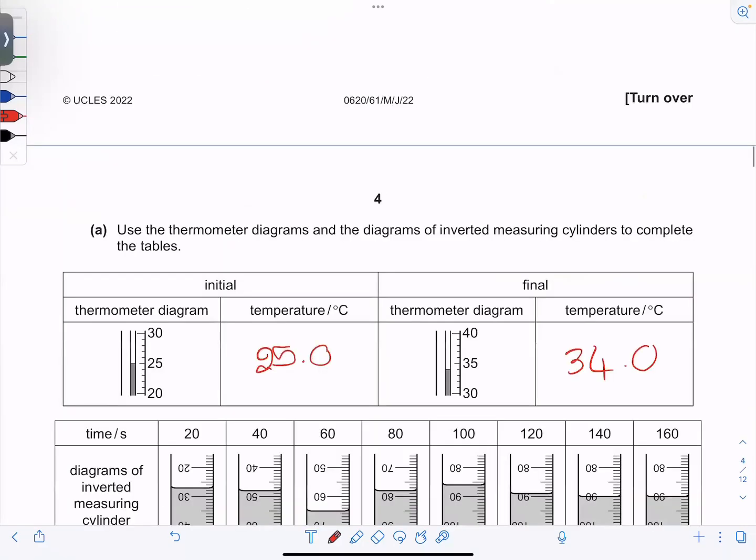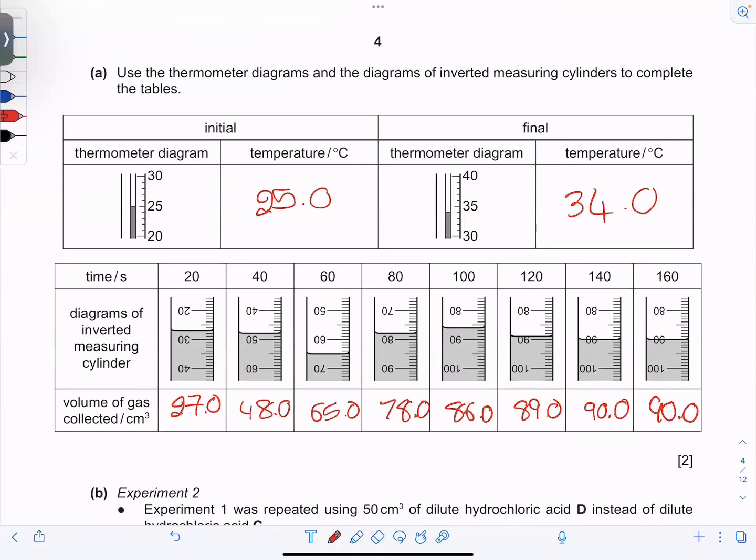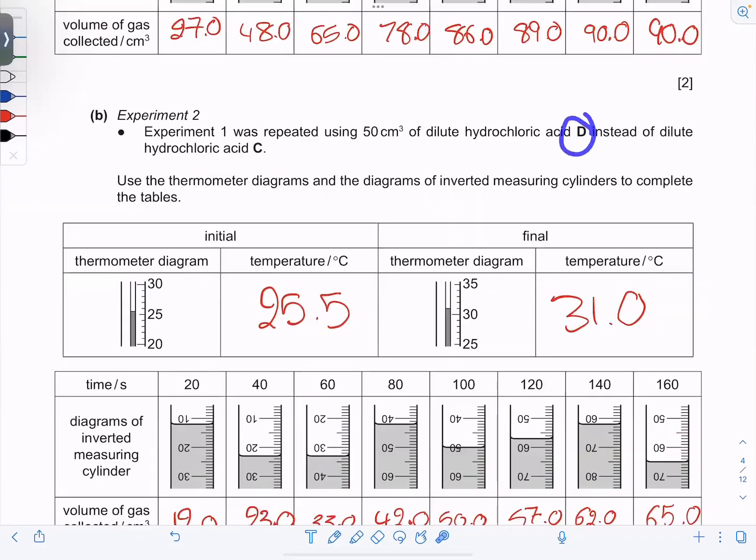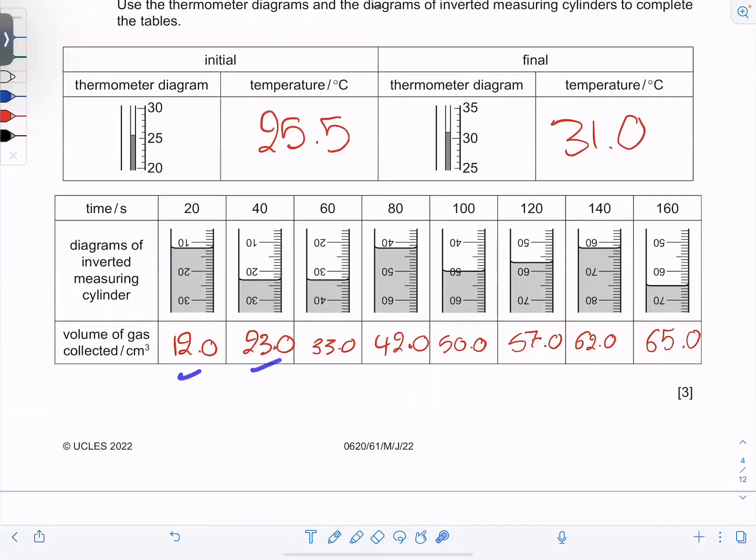He then asks you to complete the table, our readings. This is 25, 34.0, 27.0, 48, 65, 78, 86, 89, 90, 90. Each mistake is worth deducting 1 mark. Experiment 2, it was repeated with acid D instead of acid C. The initial temperature here was 25.5, here was 31.0, and then 12, 23, 33, 42, 50, 57, 62, and 65. Also, each mistake is for 1 mark.